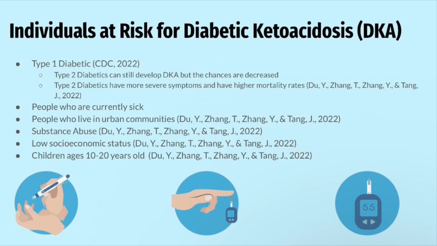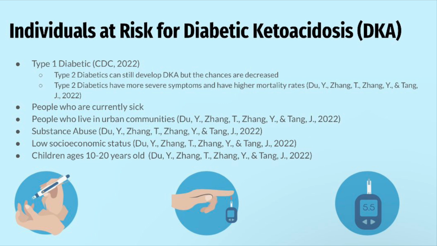These are the individuals that are at risk for diabetic ketoacidosis, or DKA. Type 1 diabetics are more at risk than type 2 diabetics, but type 2 diabetics can still develop DKA. Type 2 diabetics also have more severe symptoms and have higher mortality rates. Another group of individuals that are more at risk are people who are currently sick, people who live in urban communities because their access to insulin may not be as great, substance abuse, low socioeconomic status, and children's ages 10 to 20.